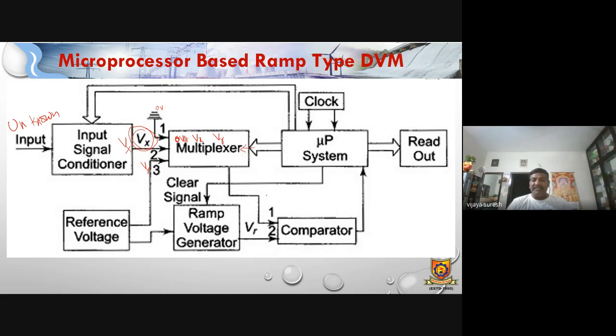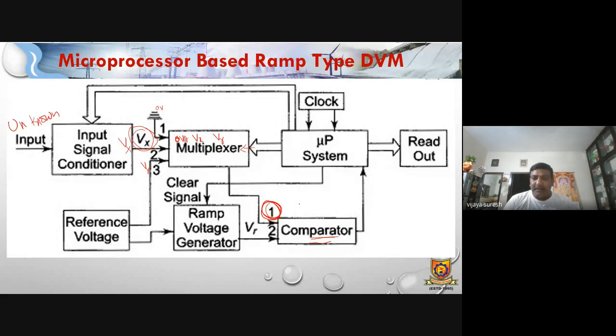The output of this multiplexer is given to a comparator at position 1. Now, to the comparator we are going to get the input from the microprocessor system. The multiplexer has three inputs: one is ground, second is the unknown input voltage, and third is the reference voltage. The comparator is getting two inputs: one is the output from the multiplexer and the other is the ramp voltage. Vr is nothing but ramp voltage here.